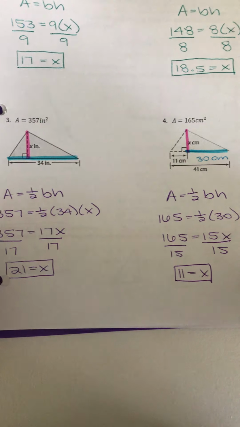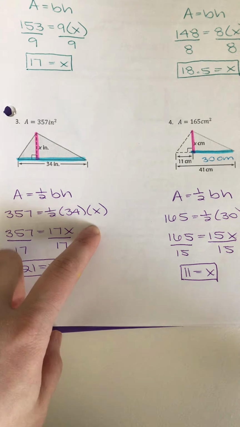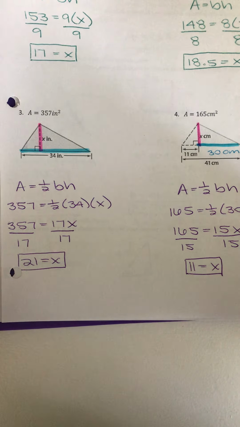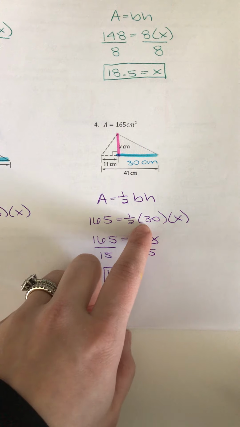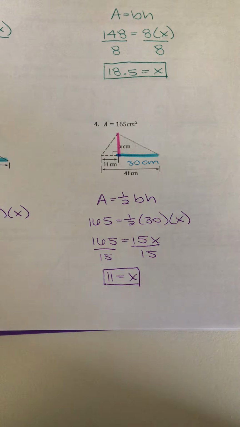And again, we could plug our answers in to check. 1/2 of 34 times 21. Plug that right into your calculator. You'll get 357, so that one works. Over here, 1/2 of 30 times 11. You'll get 165, so that one works as well.